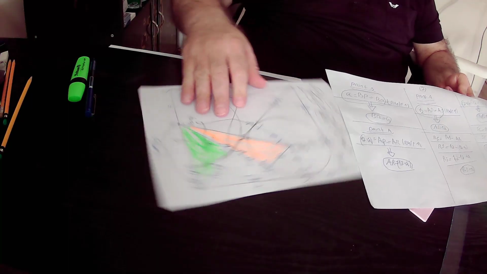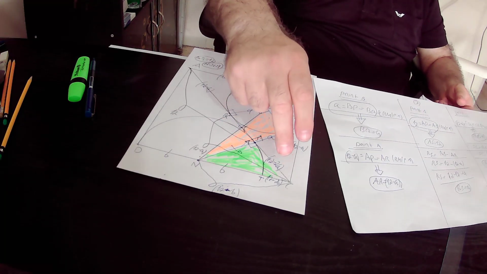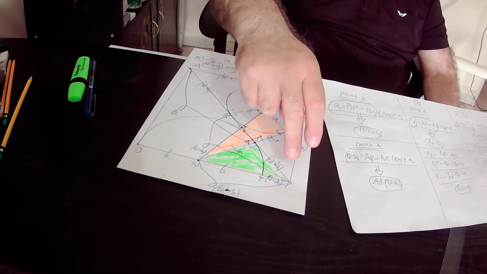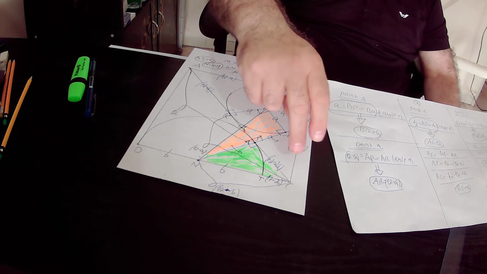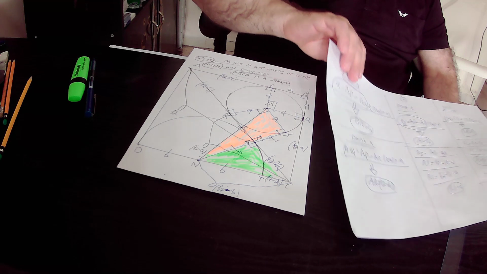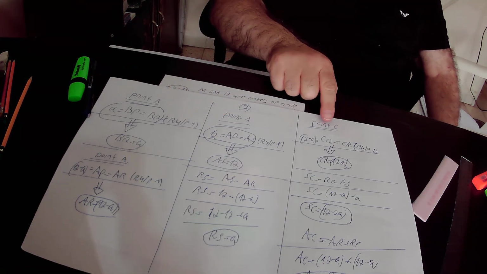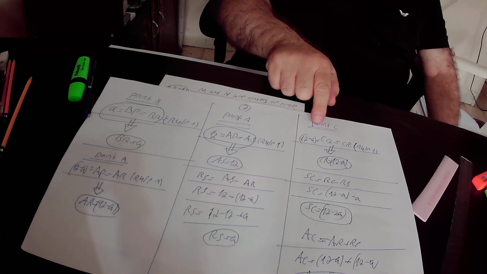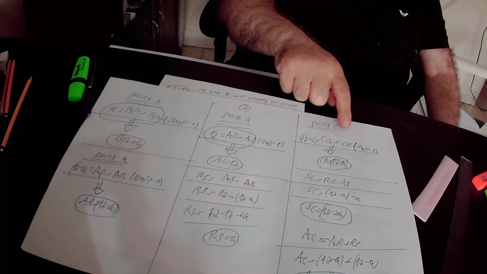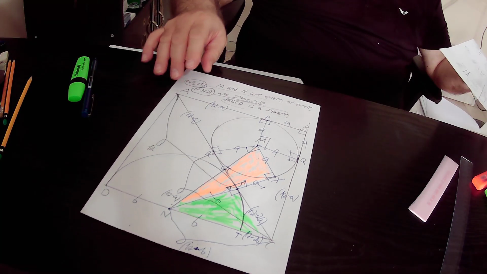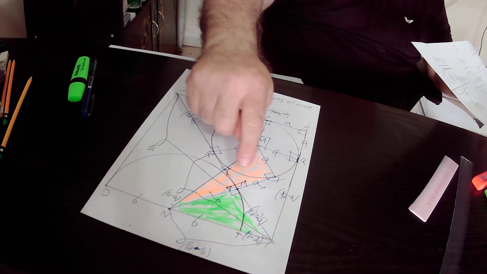Then we focused on the external point C. From the external point C we have two tangents to this circle: tangent CQ and tangent CR. According to rule number 1, they are equal to each other, CQ is equal to CR. We have already found out that CQ equals 12 minus A, so we derive that CR is also equal to 12 minus A. Here, CR is equal to 12 minus A.